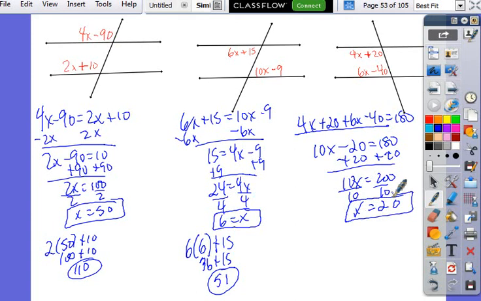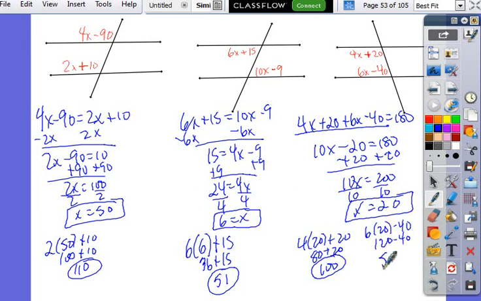Now on consecutive, anytime you do the 180 part, plug the angle or the x into both angles. If you ever do the 180, plug it into both of them. So 4 times 20 plus 20, that's 80 plus 20, which is 100. And then 6 times 20 minus 40 is 120 minus 40 is 80.